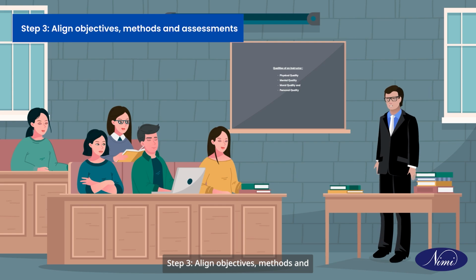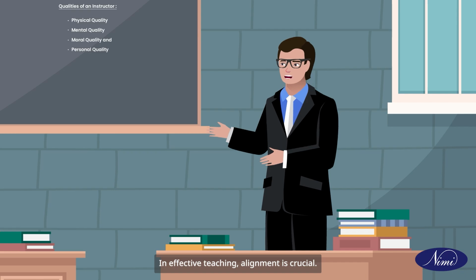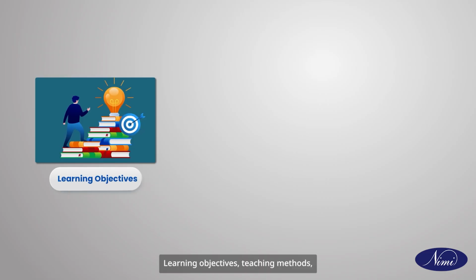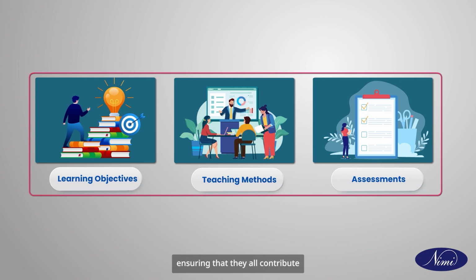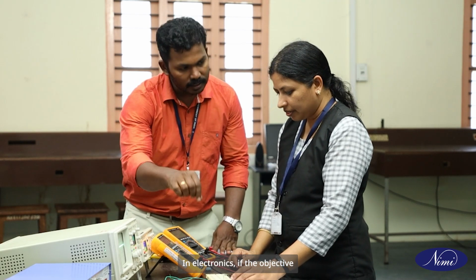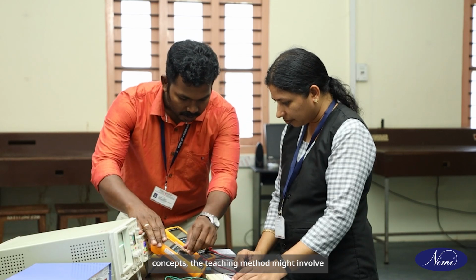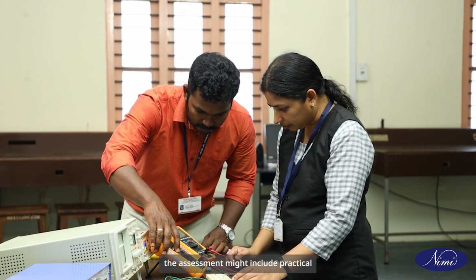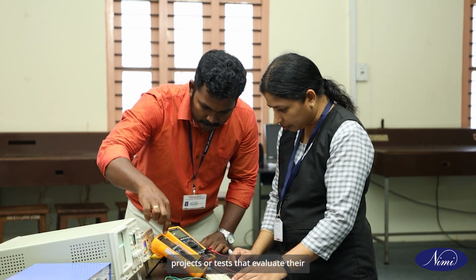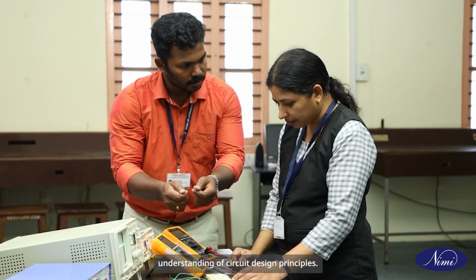Step 3. Align objectives, methods, and assessments. In effective teaching, alignment is crucial. Learning objectives, teaching methods, and assessments should harmonize, ensuring that they all contribute to achieving the desired outcomes. In electronics, if the objective is for trainees to grasp the circuit design concepts, the teaching method might involve hands-on experimentation with circuits, and the assessment might include practical projects or tests that evaluate their understanding of circuit design principles.